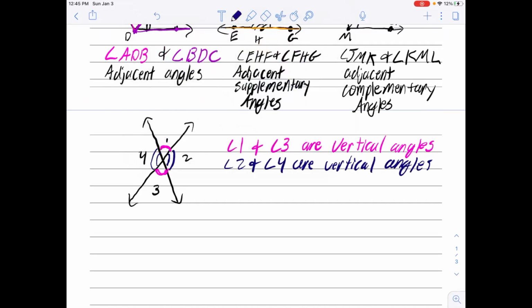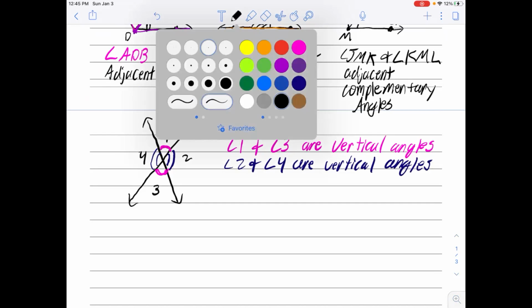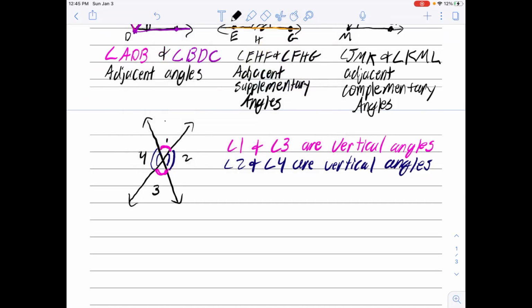Now, what's really important about vertical angles is that they are congruent to each other. So if I tell you that the measure of angle 1 is 80 degrees, that means that the measure of angle 3, because they are vertical angles, has to be the same. So angle 3 also has to be 80 degrees.